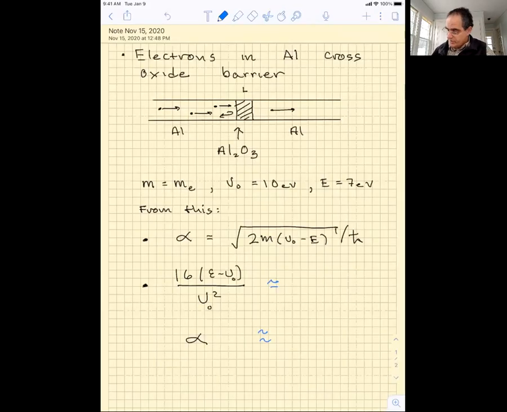What you should have found was that alpha was on the order of 10 to the 10 inverse meters, which is equivalent to saying that the penetration depth is about 1 angstrom. On the other hand, this factor here, 16 E (U minus E) over U squared, evaluates to about 3.3. These values will be useful as we go ahead.